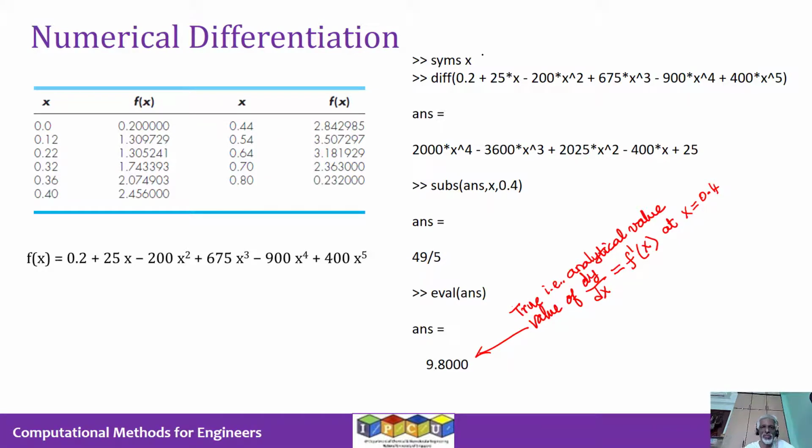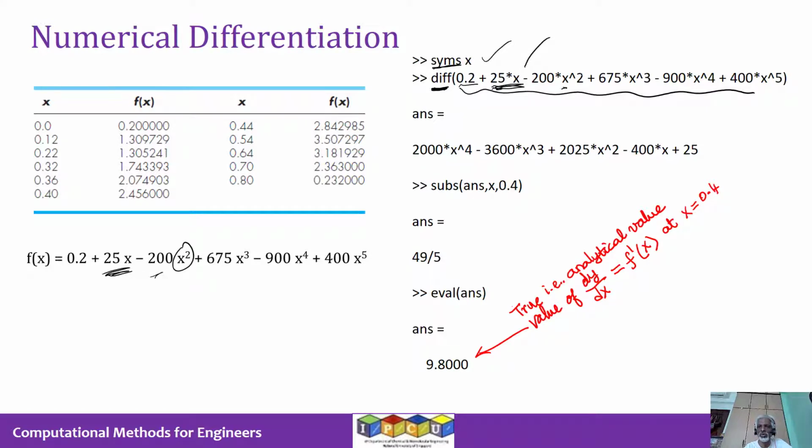So I say syms of x to just announce to MATLAB that x is a symbol. SYMS is symbols. So I can define one or more symbols using the syms command. Here I've just defined one symbol x. And then I say diff, that means differentiate. DIFF is a MATLAB command in the symbolic computing toolbox. So I say differentiate this function. So I say 0.2 plus 25 times x. While writing, we write it as 25x, but in MATLAB, you should say 25 star x minus 200 times x squared.